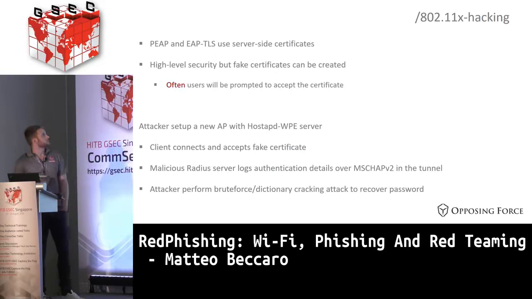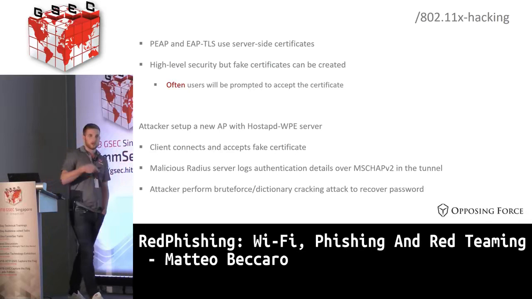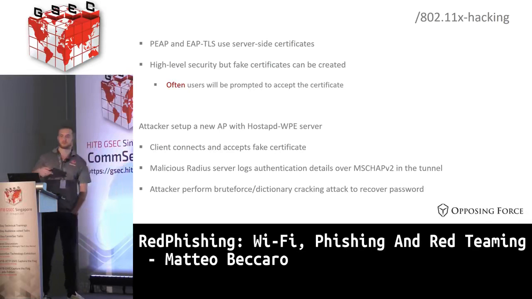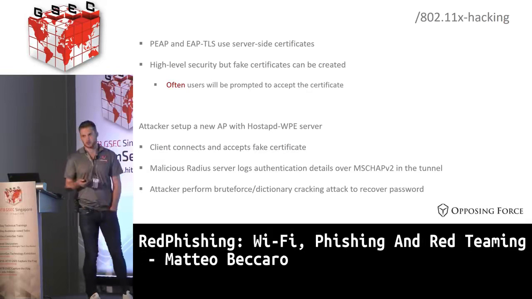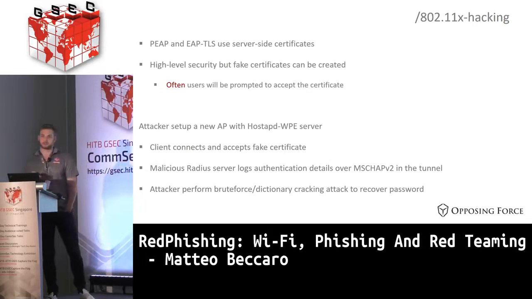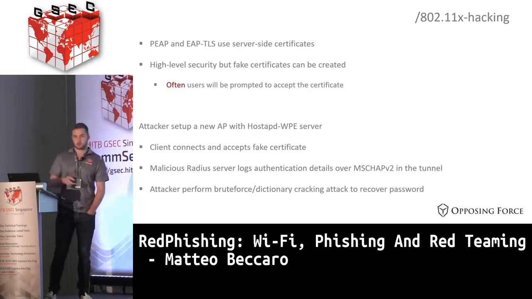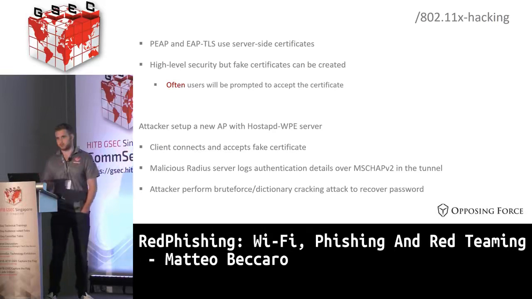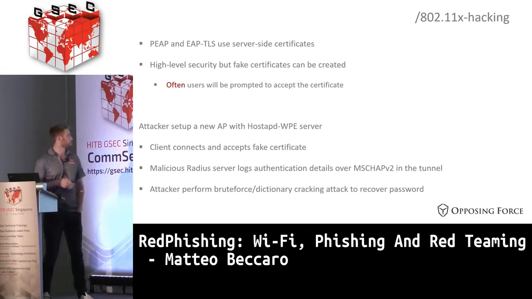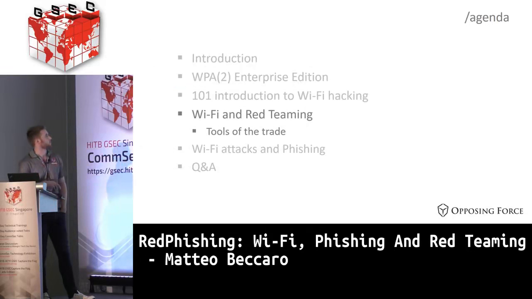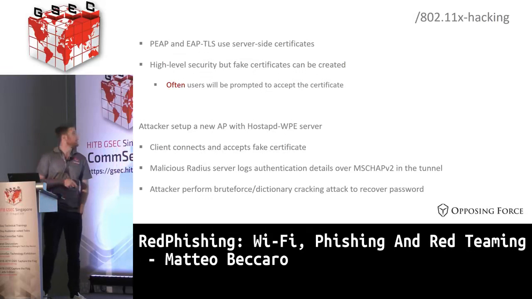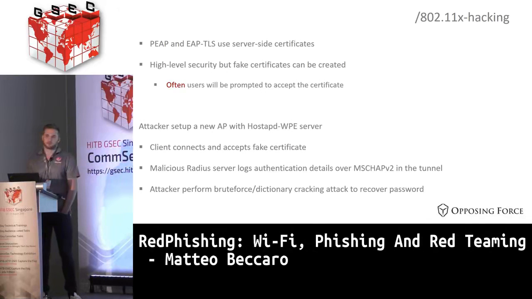So as I said before, PEAP, but also EAP-TLS, use a server-side certificate. So the user has to accept the certificate that the server presents. When I create my own fake access point, the user will get a prompt saying, wait, the certificate has changed. Do you want to accept it or not? Most of the time, people say okay, accept it. But sometimes there is an option, which I will talk about later. So most of the time, the user will accept the prompt, install the new certificate and send the credential.